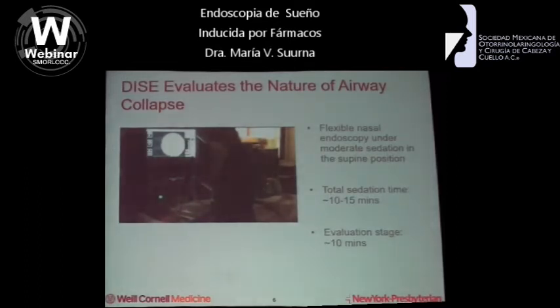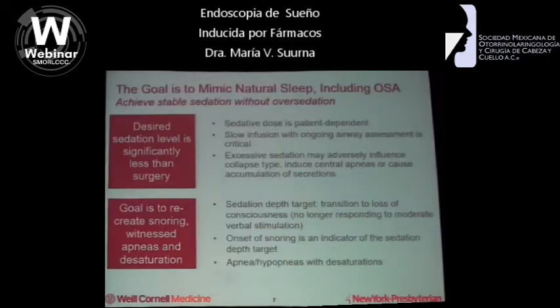But once you actually have patients sedated, the procedure doesn't take so long. It depends on what you're trying to accomplish, because there's a lot you can get from this procedure. But if you just want to look at the airway and get an appreciation of what happens during sleep, it takes about 10-15 minutes of sedation, sometimes more if you really want to be thorough. The evaluation stage usually doesn't take too long. The goal is to mimic natural sleep, not necessarily give the patient a general anesthetic. So it's a little bit of an art for the anesthesiologist who is assisting you.